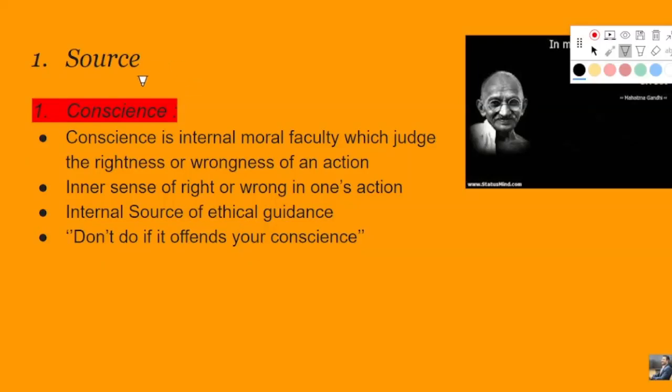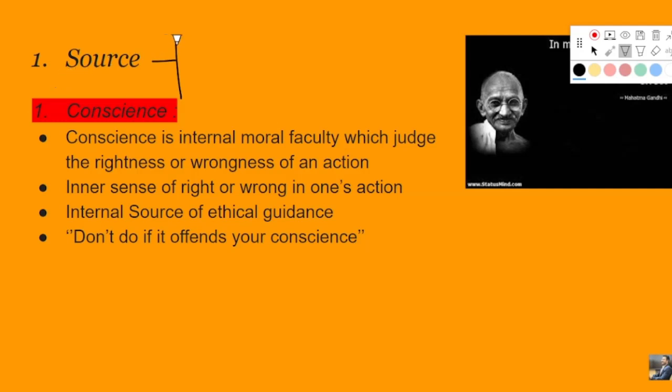Now let's see each of the determinants in detail. As we have seen, the first determinant was source. Whether the particular source of that action was just or not shall decide the rightness or wrongness of an action. So it is the source which decides the rightness or wrongness of the action. That is the first determinant, that is the source.